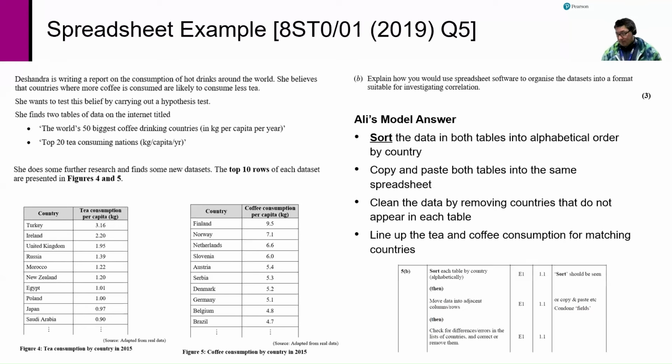And if you look at the mark scheme, you get 1 mark for the word sort. You get 1 mark for moving the data. If you see in the notes there, you can have the phrase or copy and paste, etc. And finally, check for differences. Make sure that the countries line up. So although I wrote down 4 bullet points, the 3 things I was trying to say are all contained in my answer. So again, I would have got 3 marks out of 3 for that.